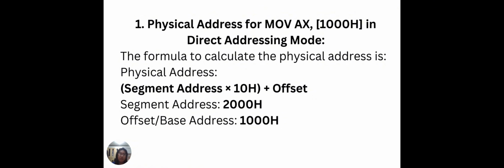To answer number 1, the physical address for MOV AX, [1000H] in direct addressing mode, the formula to calculate the physical address is: physical address is equal to the product of segment address and 10H plus offset. The given segment address is 2000H, and the base address is 1000H.